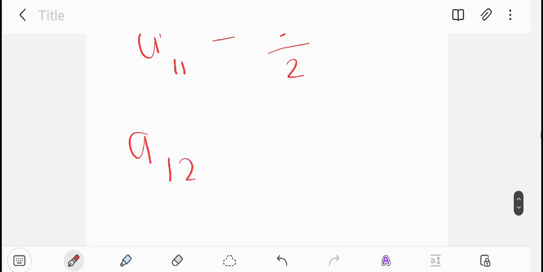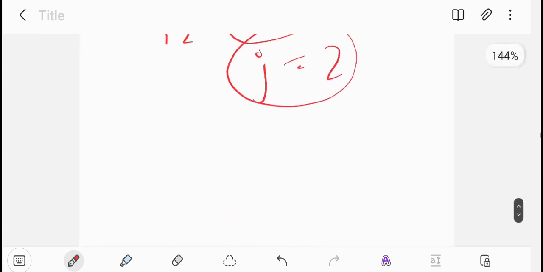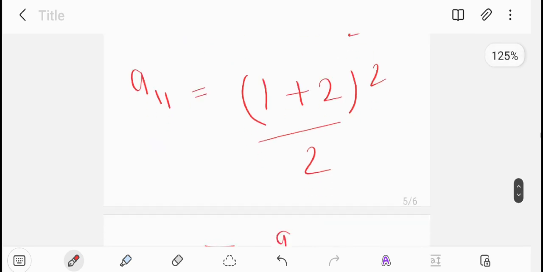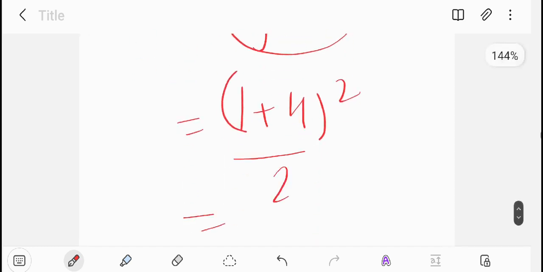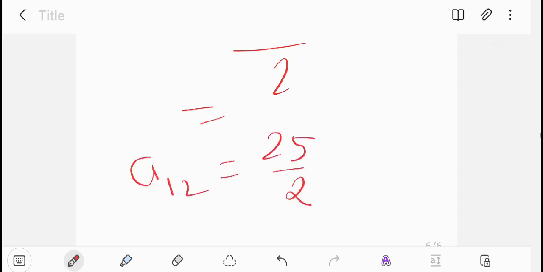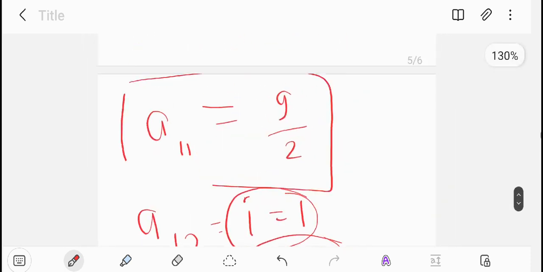Let's see a12. In this case, i is equal to 1 and j is equal to 2. Okay, so if I put it in the given formula, what is my formula? (i plus 2j) whole square by 2. Let me put it: i plus 2j, this is 4, whole square by 2. So what will I get? 25 by 2. This is my a12, and this is my a11.